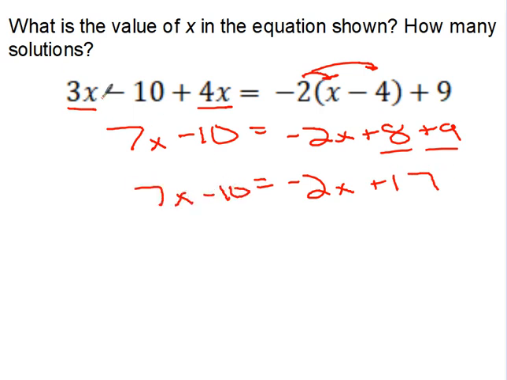So what I did is I simplified just the left side of the equal sign by combining like terms. I'm not doing inverse operations because I'm working on one side of the equal sign. Same thing on the right side. And here's where I'm at. So now I got 7x minus 10 equals negative 2x plus 17.